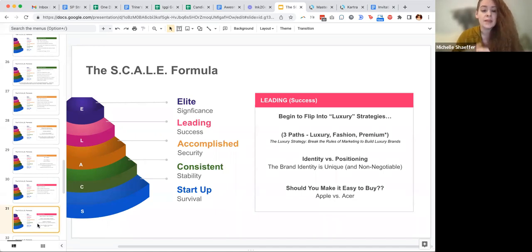When you think about brands like Apple that have successfully positioned themselves in a certain way, consider what they do differently to market to this level. All right, and then identity and positioning. Your brand identity is very unique, and so make sure you've dialed in your branding, and then have the conversation about whether it should be easy to buy, right?